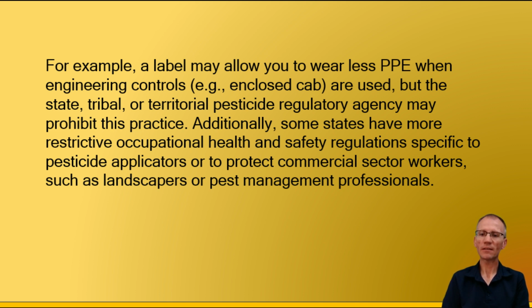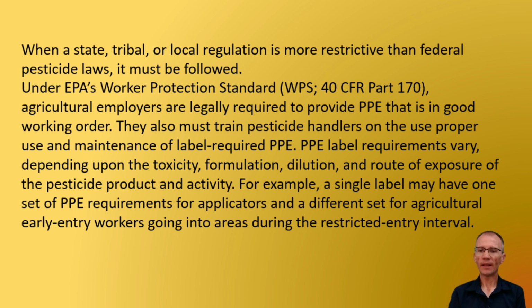What I would suggest you do is always make sure you keep up to date with your state laws or your tribal laws, whoever's jurisdiction you're under, to make sure you're up to date on the laws and that you're not outside of regulations. When a state, tribal, or local regulation is more restrictive than federal pesticide laws, it must be followed. Under EPA's Worker Protection Standard, WPS 40 CFR Part 170, agricultural employers are legally required to provide PPE that is in good working order. They also must train pesticide handlers on the proper use and maintenance of label-required PPE.